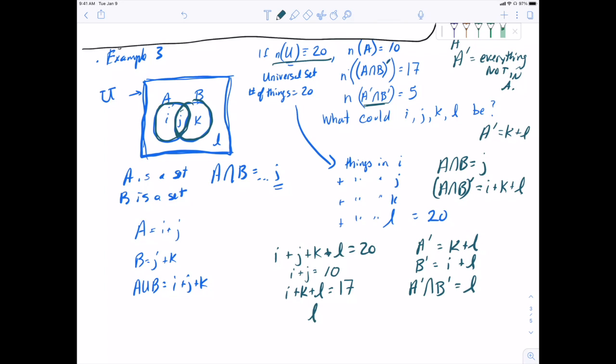So I know that L equals 5. So now we should be able to figure all this stuff out. If L has 5, then let's see. I plus J is 10 and L is 5, then K has to equal 5. Right? So K has 5.